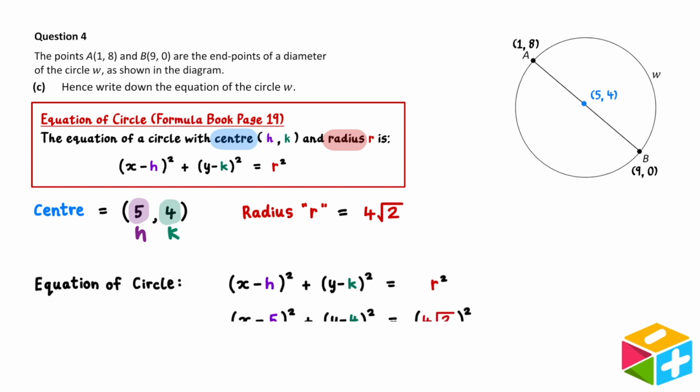To find the equation of our circle, we just need to sub into our formula. If we square 4 times the root of 2, we get 32. So our final answer for the equation of the circle is (x minus 5) all squared plus (y minus 4) all squared is equal to 32.